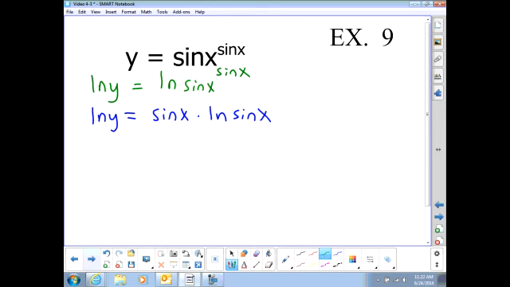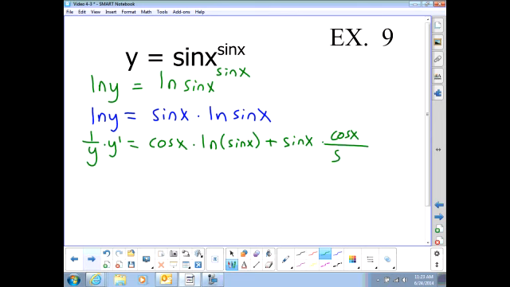Take the derivative of each side. We'll have 1 over y times y prime equals product rule on the right-hand side. Derivative of the first is cos x times regular of the second, plus, because it's product rule, regular of the first times derivative of the second, which would be derivative of the inside, cos x, over the inside, sine x.